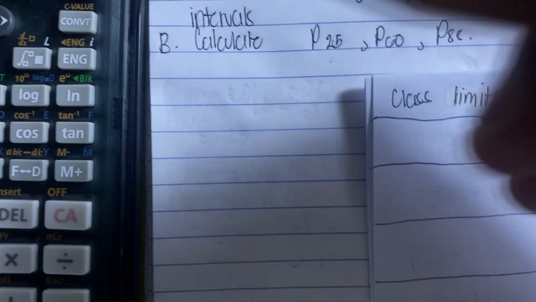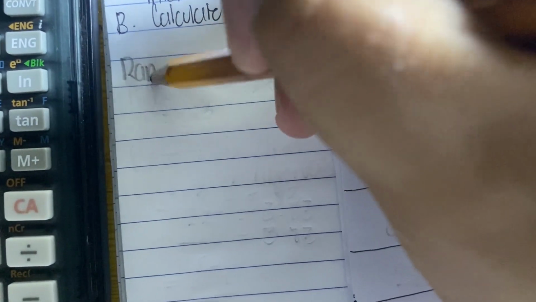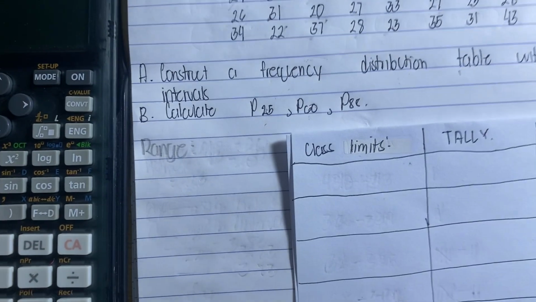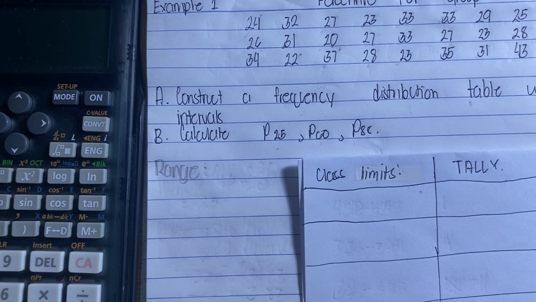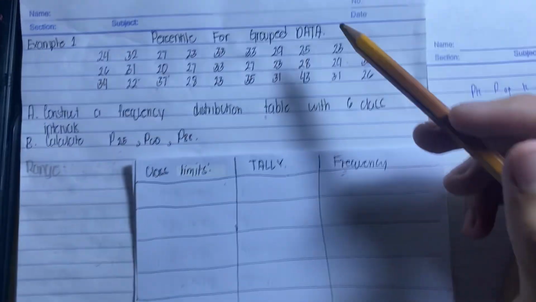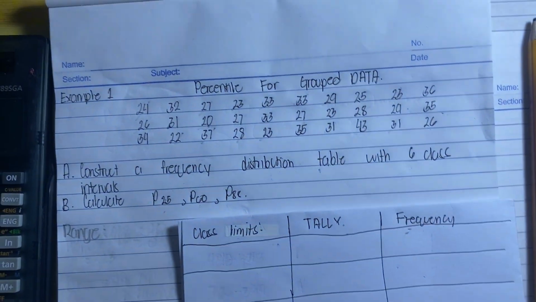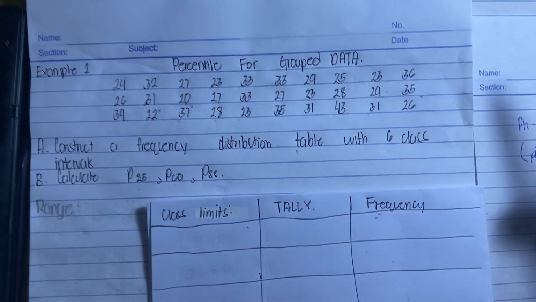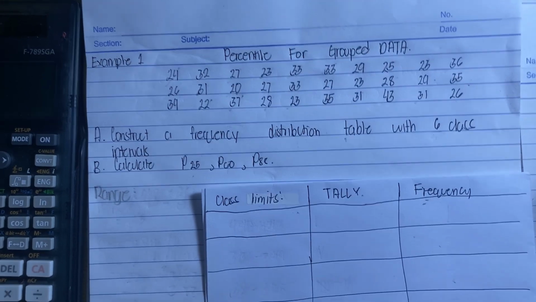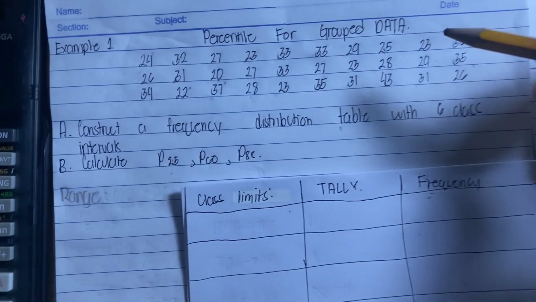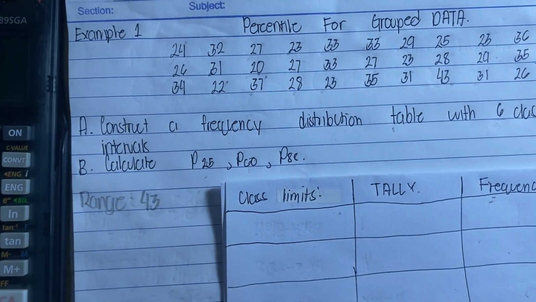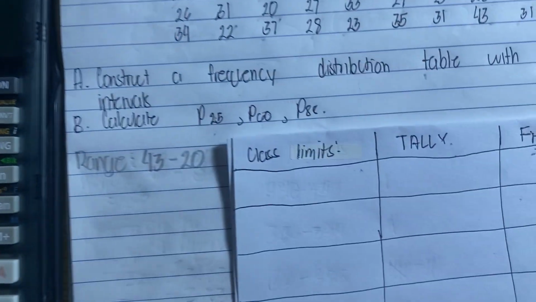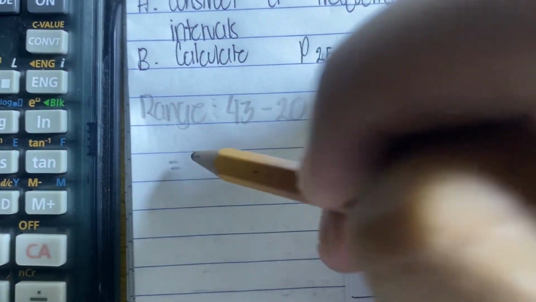Let's write down the range. To compute the range, we take the highest score and the lowest score, and subtract the lowest from the highest. Some people arrange the scores first to know the lowest to highest, but in this problem, it depends on you. The highest score is 43, so we write down 43. Next is 20, which we subtract from the highest score. So, 43 minus 20 is equal to 23. This will serve as the value of the range.